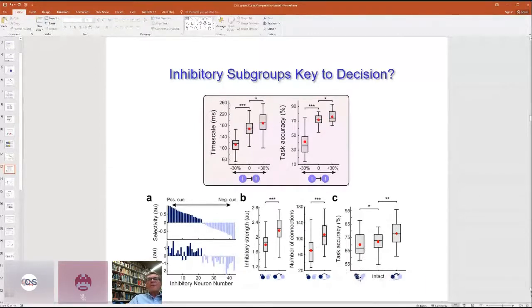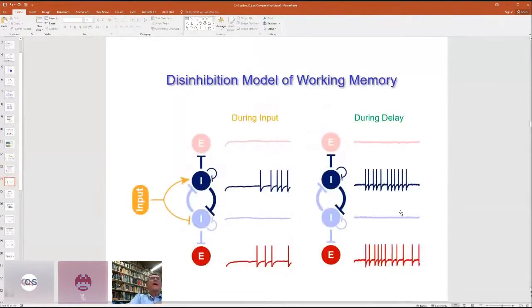And then when we varied the strengths of those inhibitory connections, we can see that increasing the strength of the connections between inhibitory groups increased the accuracy, and increasing the inhibitory strengths within a group decreased the accuracy significantly. So it's clear that there's some interaction occurring between these two groups. So here is our model that we've extracted from the delay match to sample network.